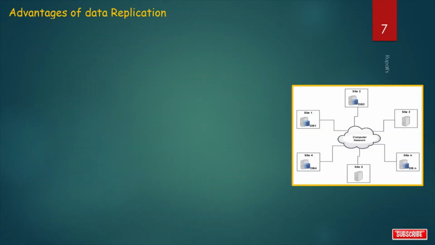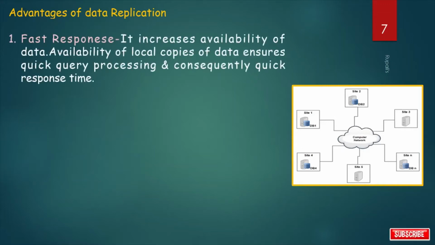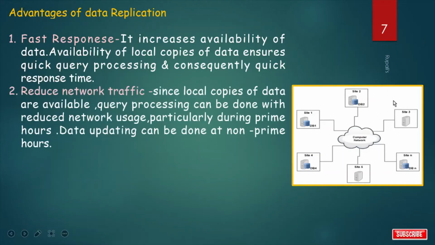Advantages of data replication. First, faster response. In data replication, the availability of data increases. Because availability of data increases, the local copies of data ensure quick query processing and consequently quick response time. Reduced network traffic. What does that mean? Say site 2 triggers a query and the required data, because of data replication, is also available at site 2. So it reduces network traffic.